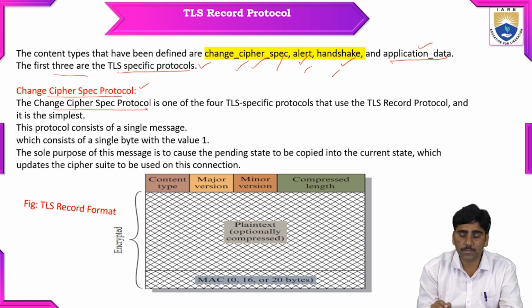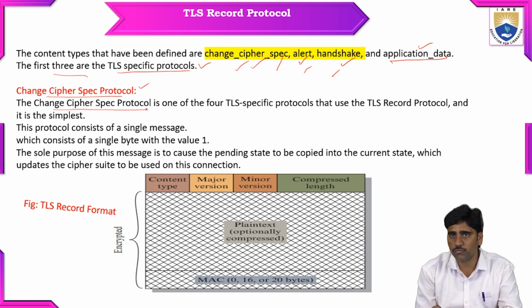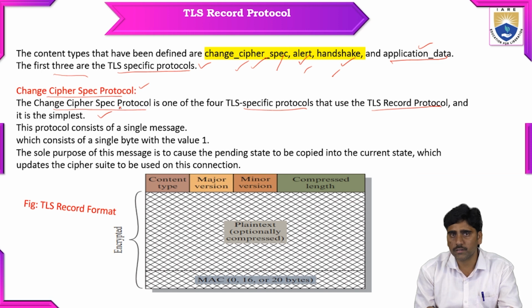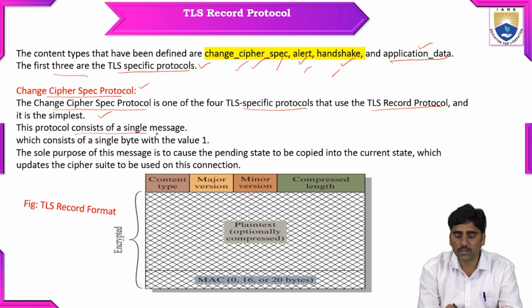The change cipher spec protocol is one of the 4 TLS specific protocols that use the TLS record protocol, and it is the simplest. This protocol consists of a single message, which consists of a single byte with the value 1.